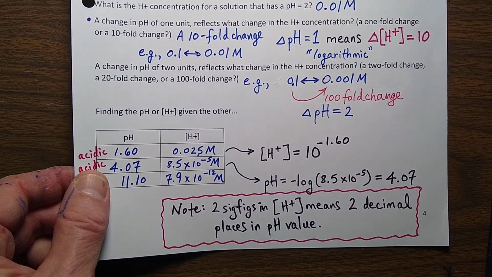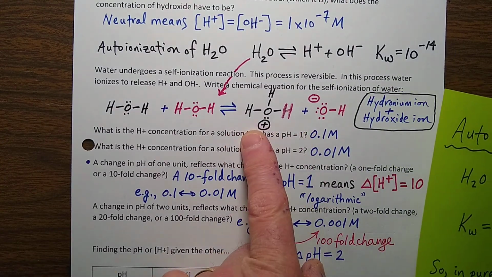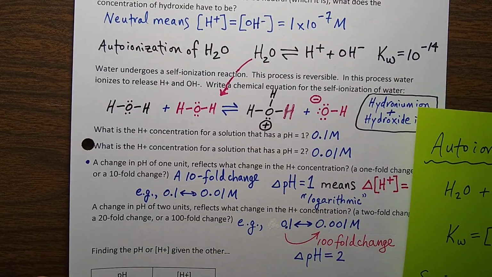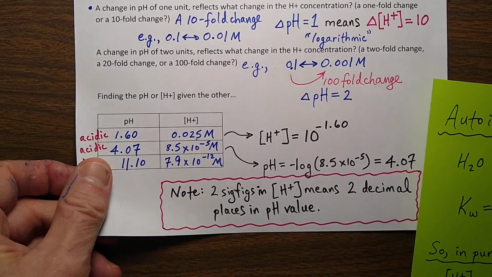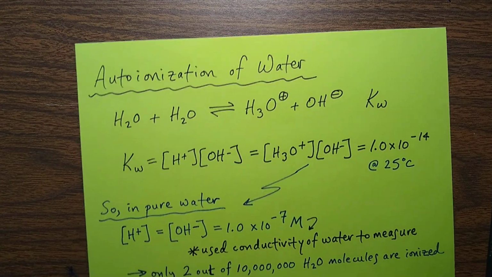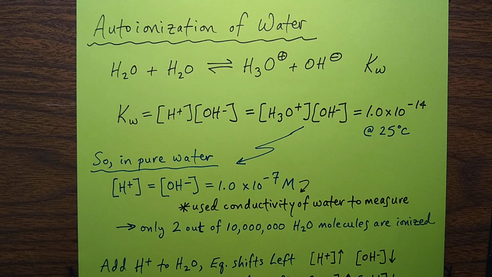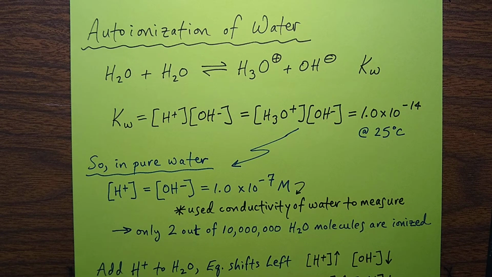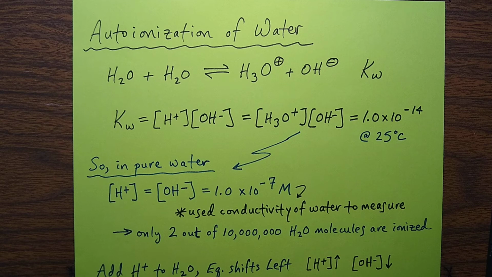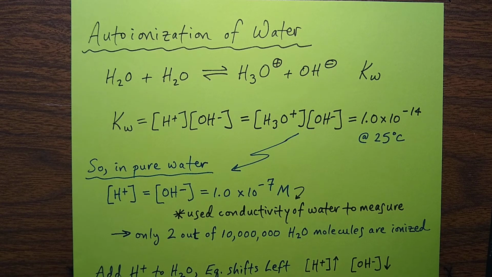And getting back to this reaction here, the autoionization of water, let's talk about that a little bit more, and that will probably help you understand where I got those numbers from. So let's go back to this reaction again. It's going to be a little bit repetitive, I know, but with this mathematical stuff, sometimes you need to hear it a few times to fully understand it.